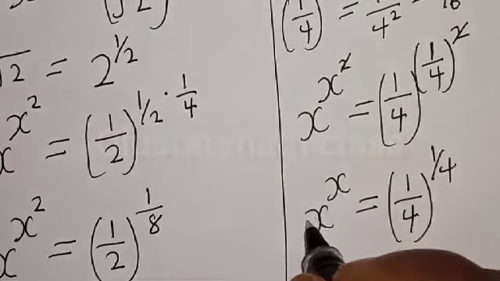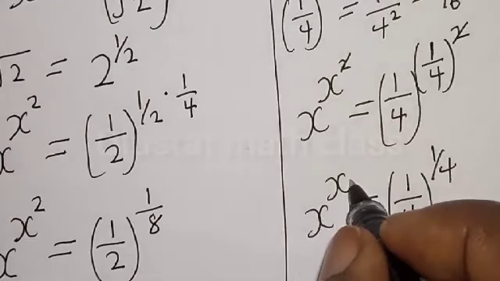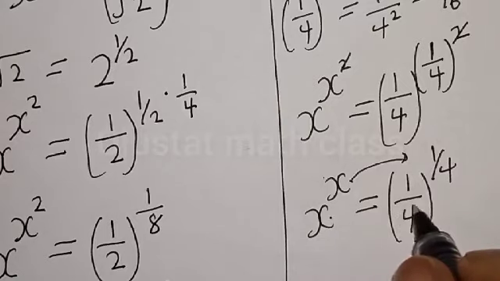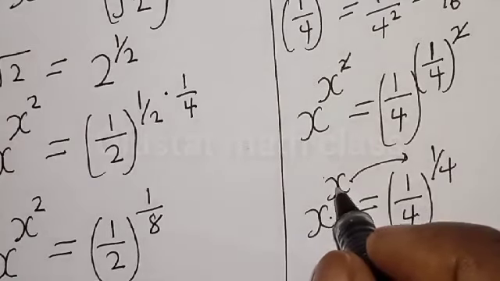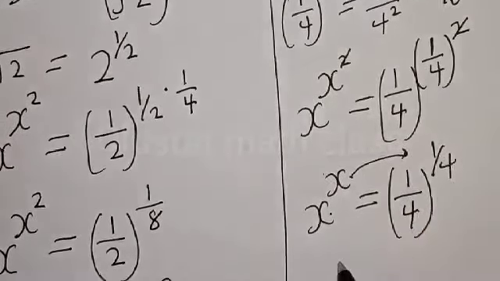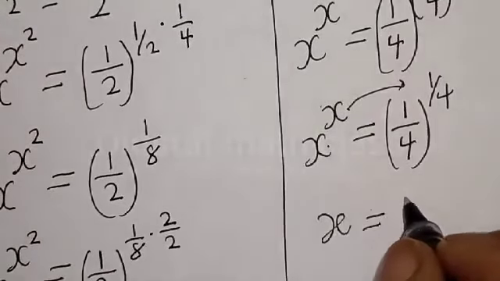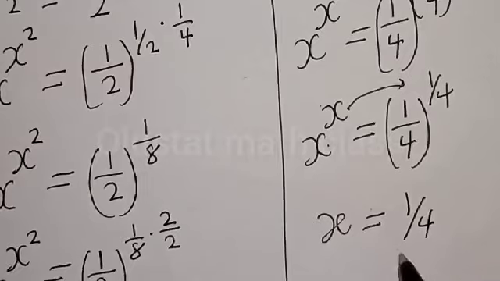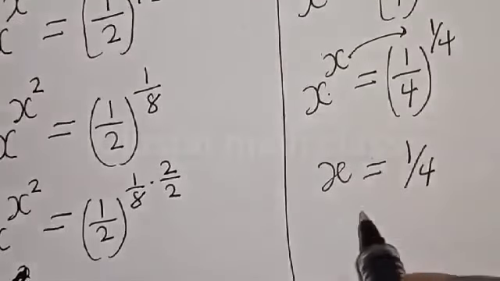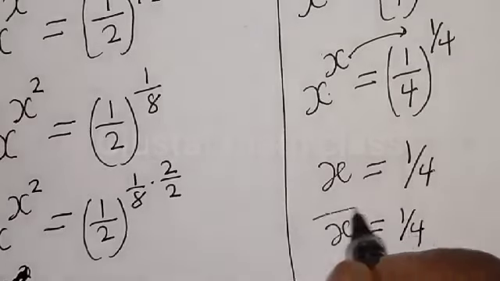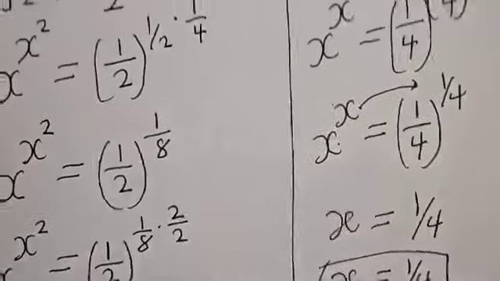Now, by comparing, here x is equal to 1 divided by 4, and here x is equal to 1 divided by 4. Therefore, we have x is equal to 1 over 4. And our final answer is x is equal to 1 over 4. That is our final answer.